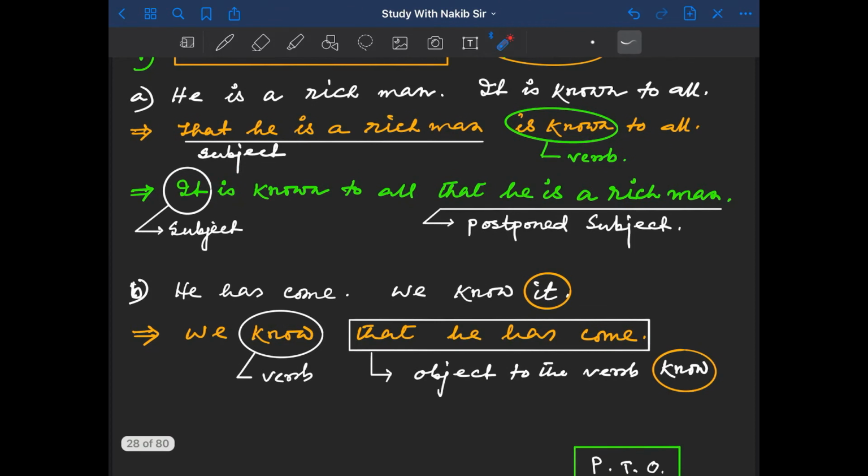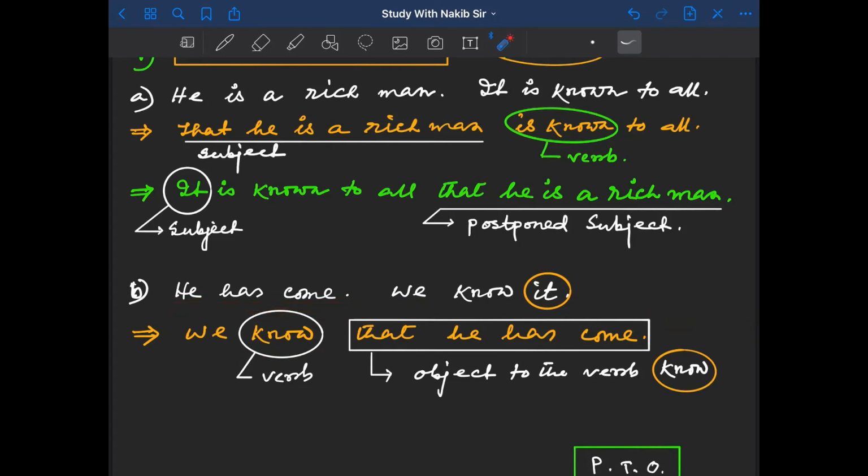Okay. Now example B. He has come. We know it. It. What is it? It is this, the fact in the first sentence. So in place of it, we will use this sentence with the addition of a conjunction like that. See, we know is written, and in this place we'll use that he has come. We know that he has come. This is a noun clause.